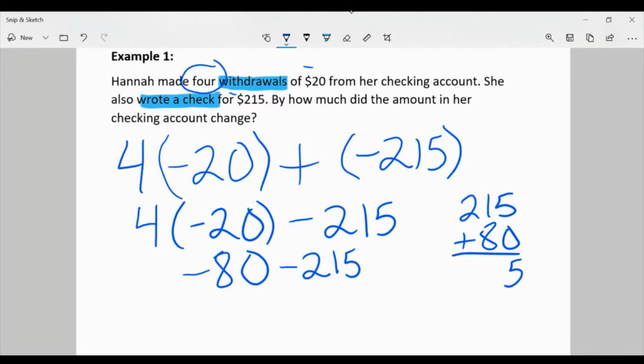So 5 plus 0 is just 5. 1 plus 8 would give me 9, and the 2 would come down. Now, they were both negative. We keep the sign, right? Because they're both the same sign, so we keep that sign. So it's actually negative 295, and it'll be dollars. So that was the change in her account. It was a negative change of $295.